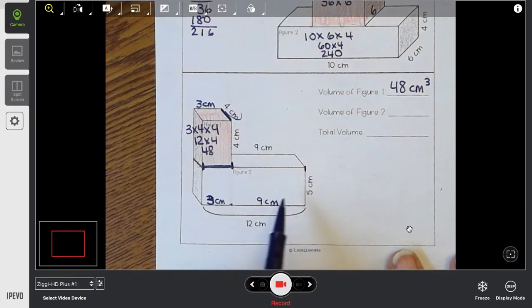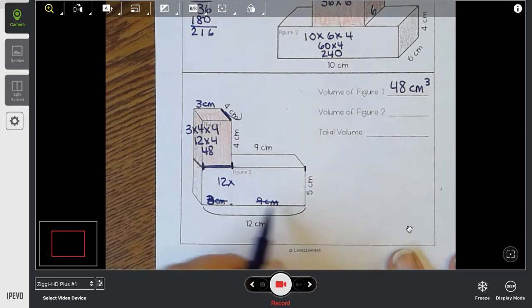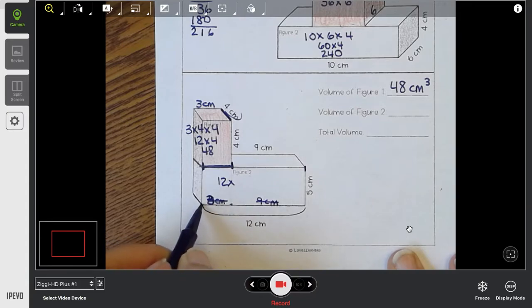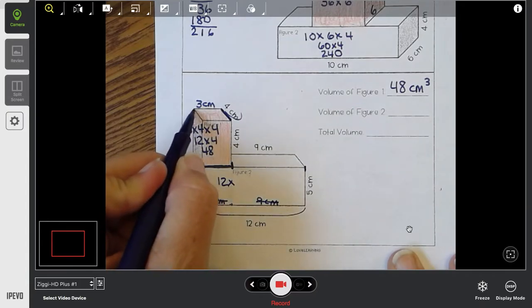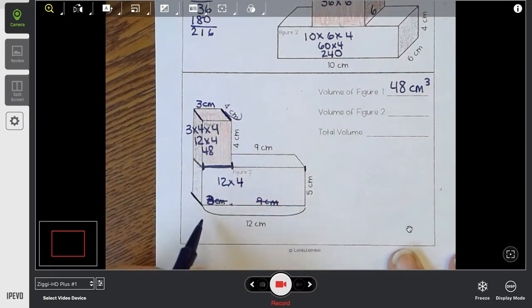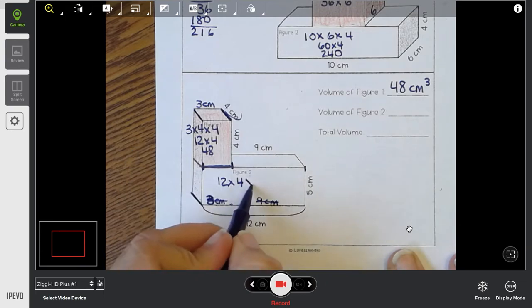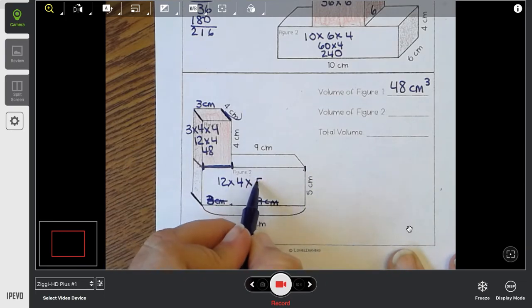For figure 2, let's cross these out now because I don't need them. I need the entire length of this white box, which is 12. So that's 12 by the width. Well, the width isn't here, but if I follow opposite side, not there, opposite side, it's 4. Because the width is the same for all of them, all the way around. And then the height is 5.